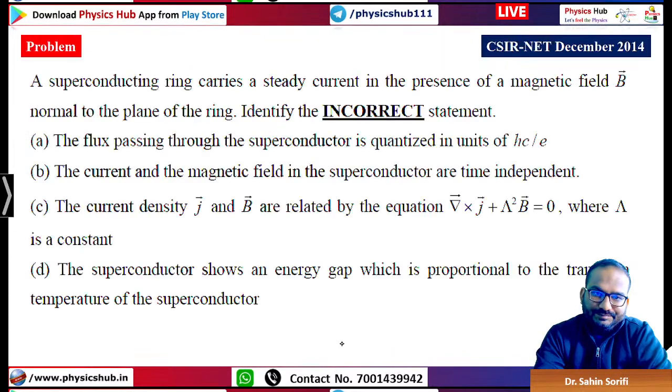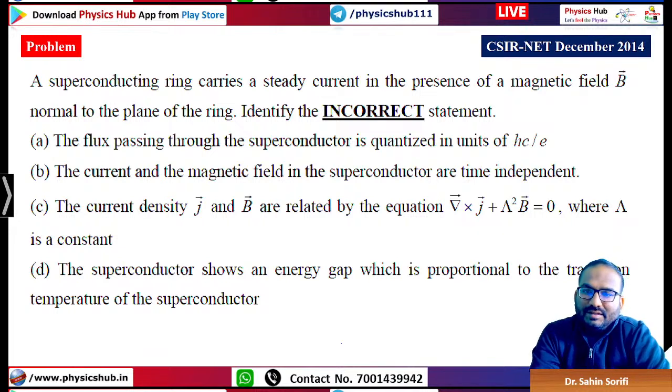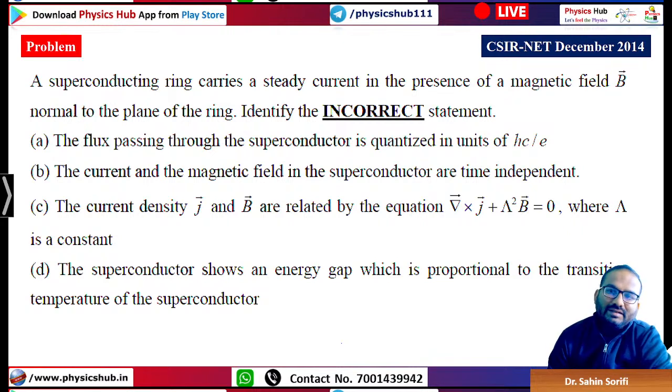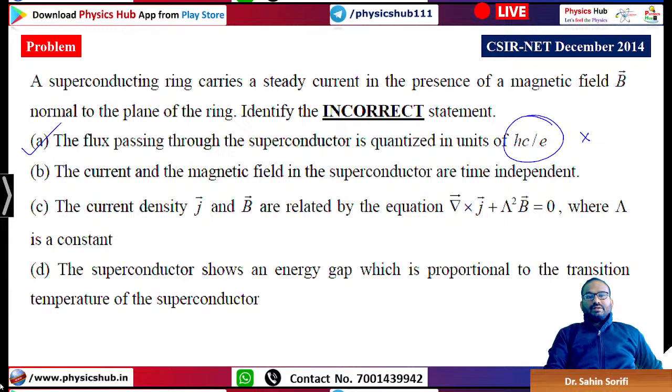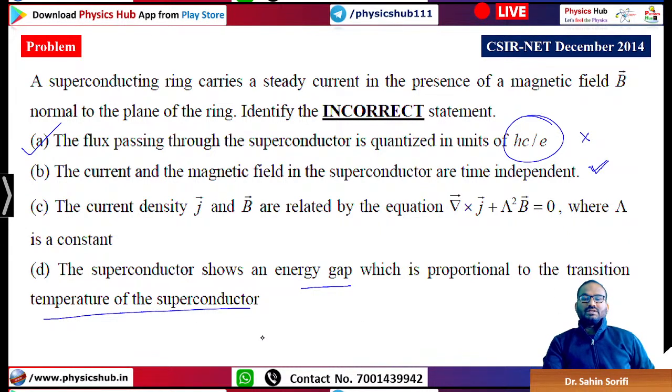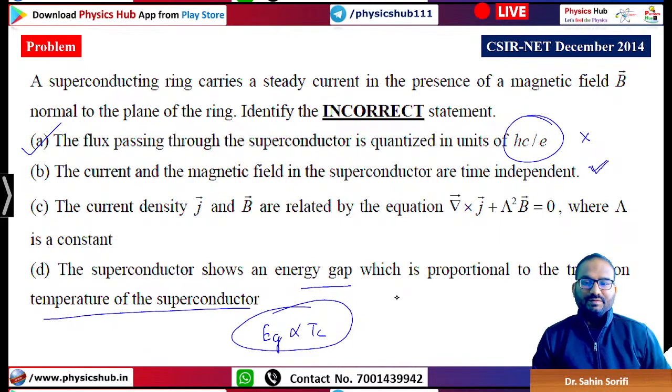Look, 2e is there. A superconductor ring carries a steady current in the presence of magnetic field B normal to the plane of the ring. Identify the incorrect statement. The flux passing through the superconductor is quantized in units of h by e, but it is h by 2e. So this is the incorrect one. The current and the magnetic field in the superconductor are time independent. This is also true. It is persistent. Current density and B are related by this. Also, a superconductor shows an energy gap which is proportional to the transition temperature of the superconductor. Eg is 3.5 by 2 kB T.